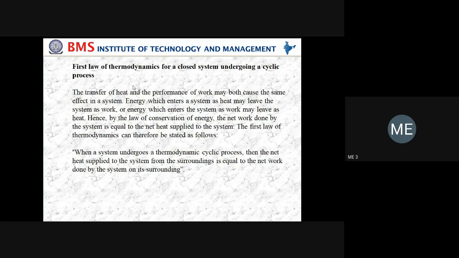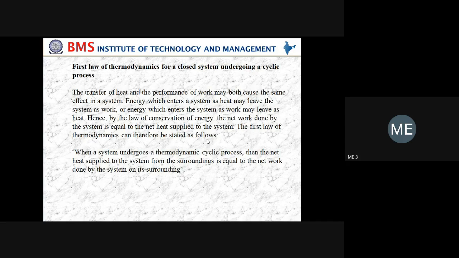First law of thermodynamics states that in a closed system, the amount of work transfer is directly proportional to the amount of heat transfer. So we can take the work into the system and heat from the system. Also, we can take the heat into the system and work from the system. Hence, heat and work are two mutually convertible forms of energy. And it is based upon the law of conservation of energy.